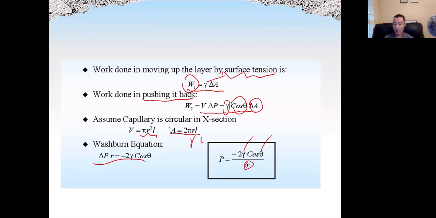So that's how we can use mercury intrusion porosimetry to get a correlation between the pore size, the radius R, and the pressure. This is the surface tension of the mercury, and this is the contact angle of the mercury, which does not change too much.